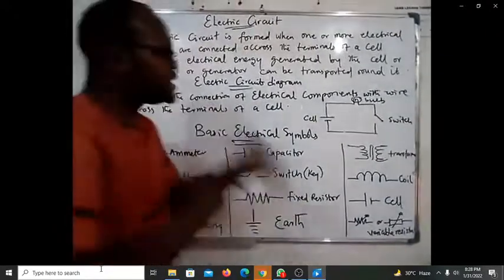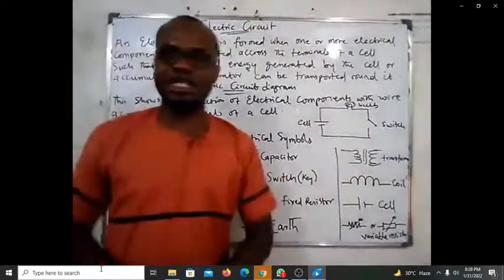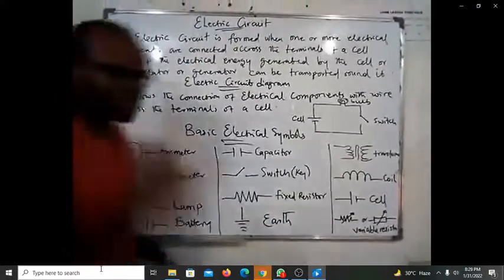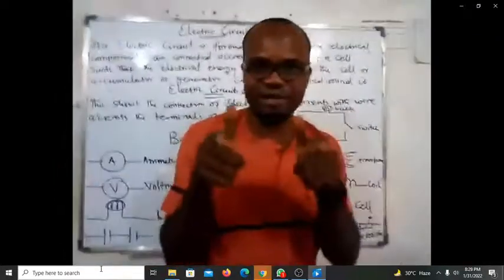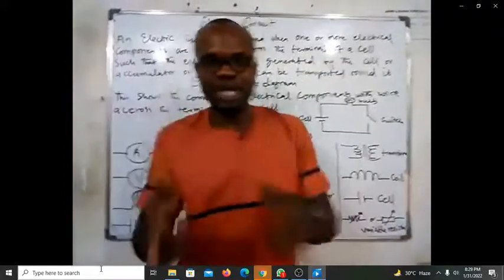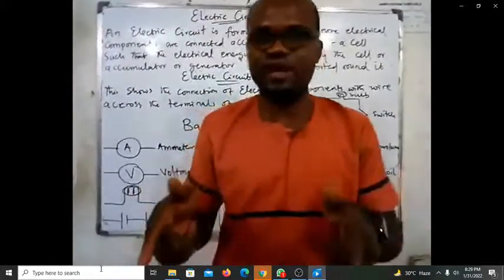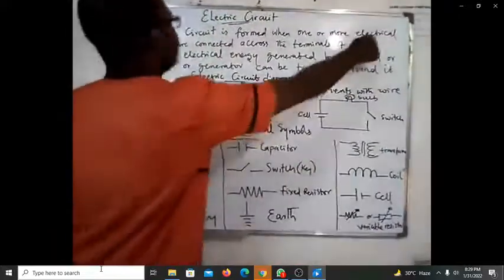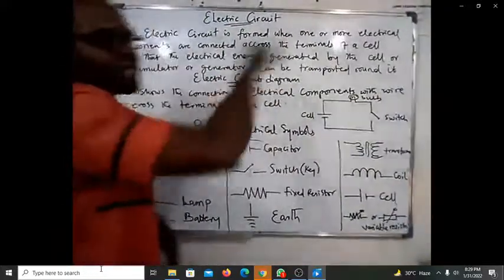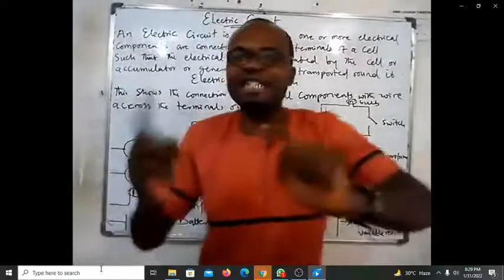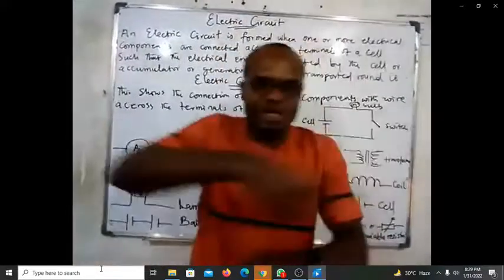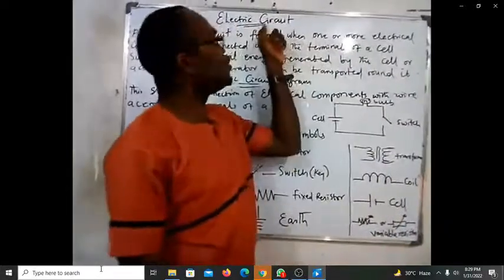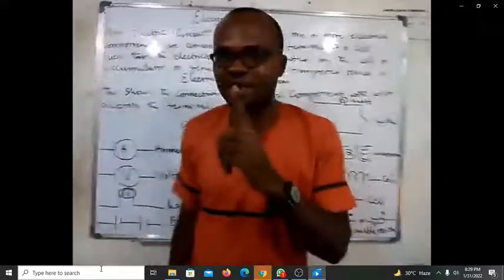So in the subsequent diagrams that we'll be making of an electric circuit, we are going to be using these instruments. So I want you to be able to identify these instruments whenever you see them. These instruments are known as electrical components. And whenever electrical components are connected using wire across the terminals of a battery, it is known as an electrical circuit.